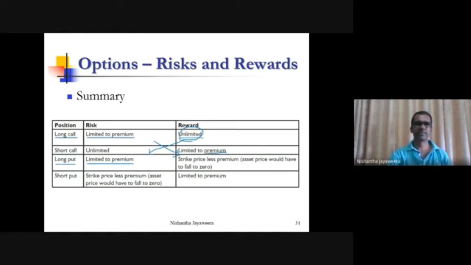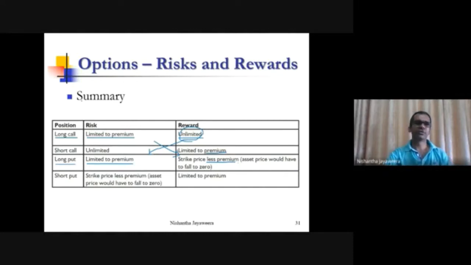But theoretically, rewards are unlimited in both situations, but in a put option there's a practical limit. That means you get the maximum profit when the asset price falls to 0. So the maximum profit would be the strike price minus the premium that you paid.